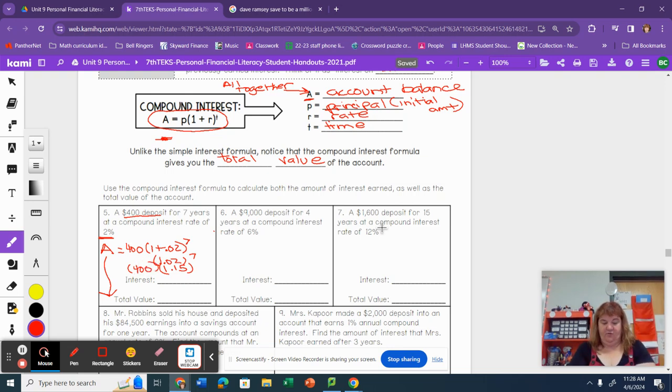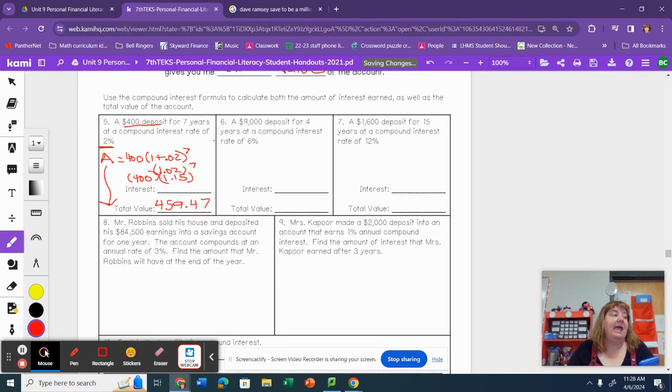So times 400 equals. So our altogether amount, our total value is 459.47. Okay, now to find the interest, I just subtract the initial amount. So I take the 459.47 and subtract the initial amount, and I earned $59.47 in interest. Okay? So I want you to try the next one on your own.